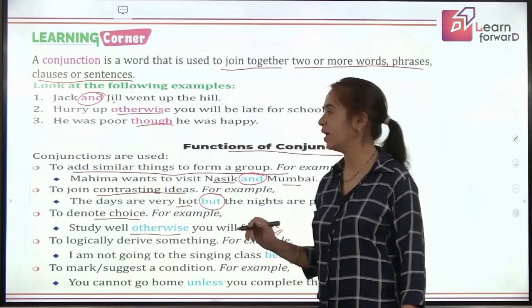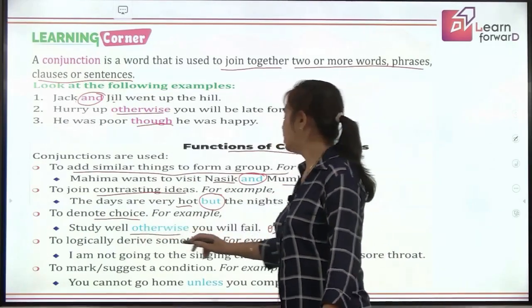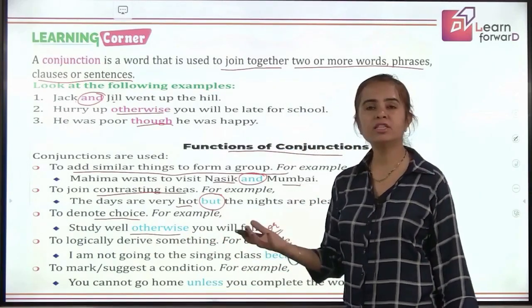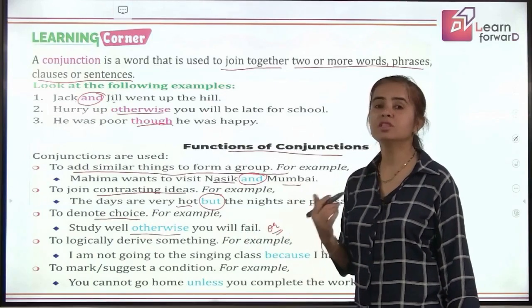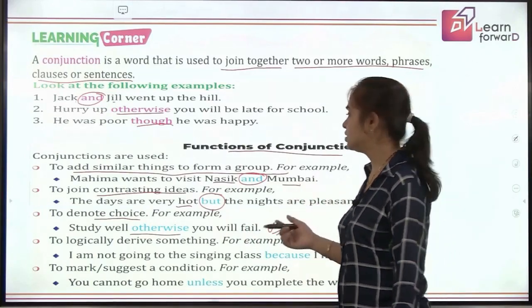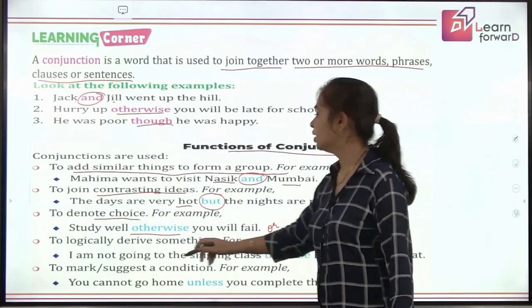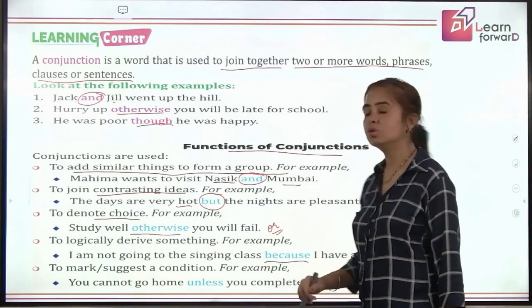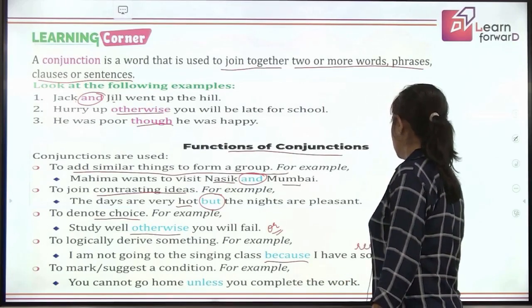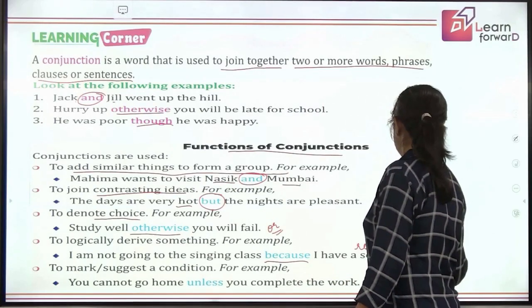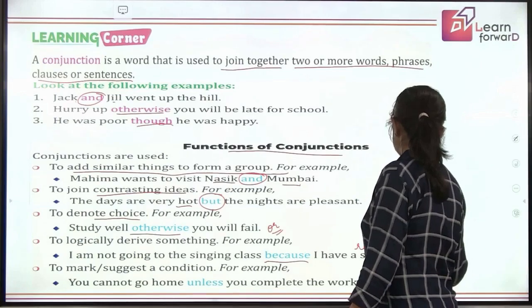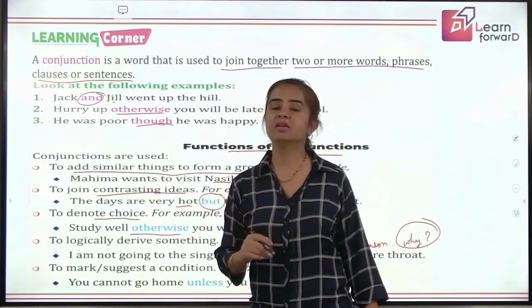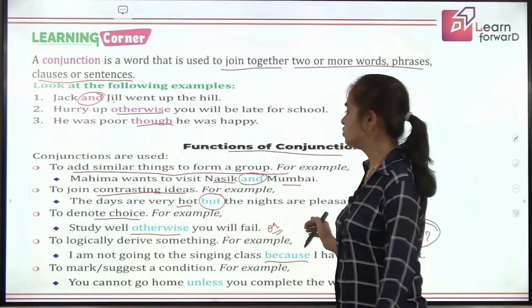That is also fine. Then to logically derive something, for example, when you give a reason for something. Why are you late today? I got late because I missed my bus. So you are giving a reason. To logically derive something, I'm not going to the singing class because I have a sore throat. So you are giving a reason here. A why question, always in any of your subjects, whenever you see a why question, you give an answer with because, isn't it? So that gives the reason.